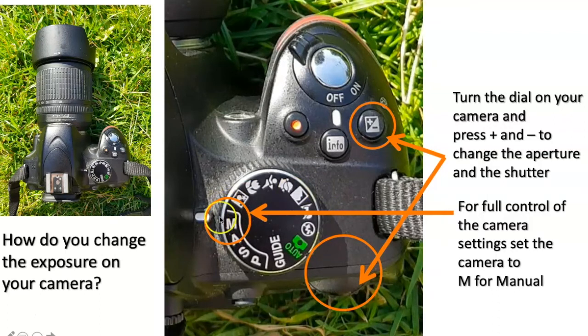So to change the exposure, remember, we've got the dial here. Now, if you just turn the dial, that will change the shutter speed alone. But if you want to change the aperture, you need to press in the plus and minus button here and then turn the dial, and that will change the aperture.